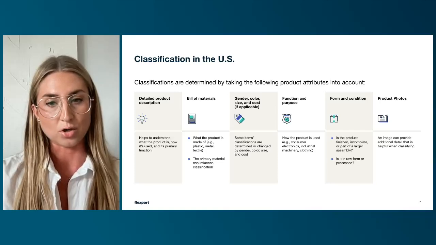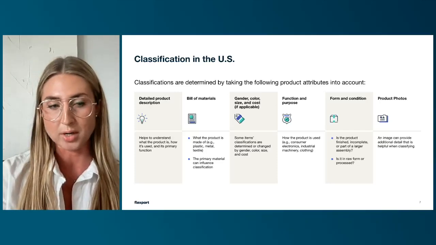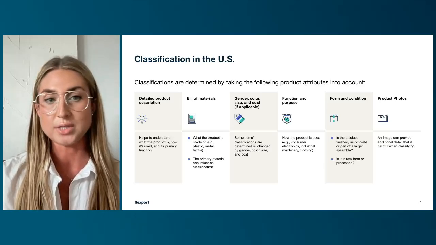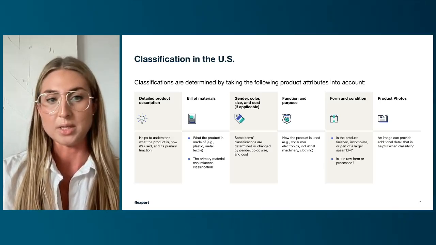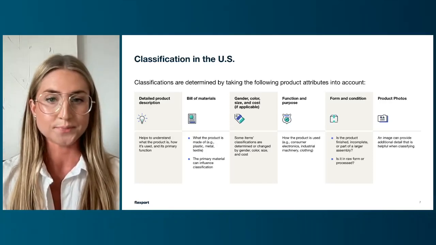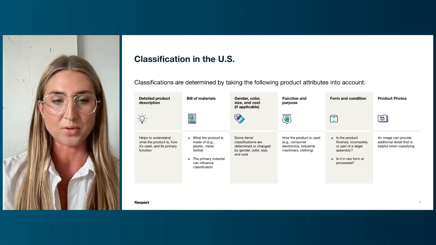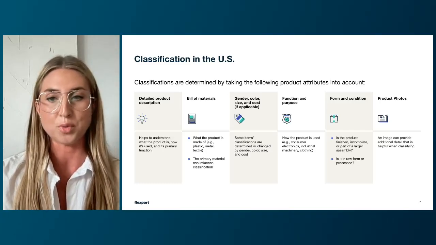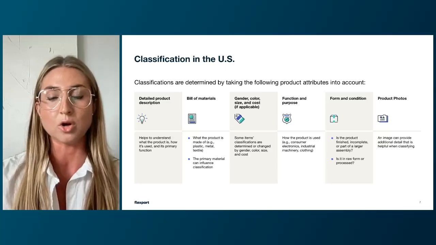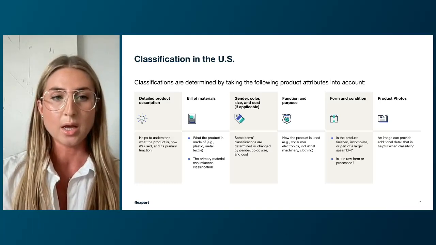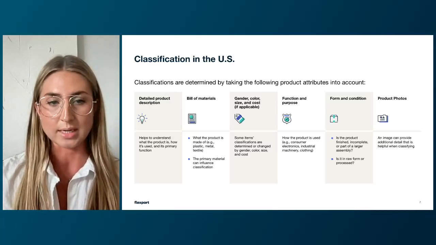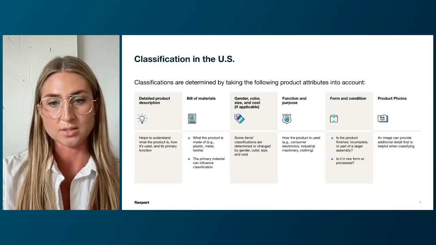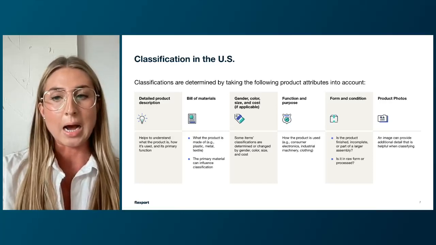Function and purpose are also used. So how is the product used? Is it a consumer electronic? Is it industrial technology? Is it a clothing piece that's going to be worn by an end user? And then form and condition provide the status of the product. So is this product that you're importing a finished product? Is it incomplete? Will it ultimately be part of a larger assembly? Is it raw in form? Is it processed? And then lastly, an image can also provide additional details that are helpful when classifying.